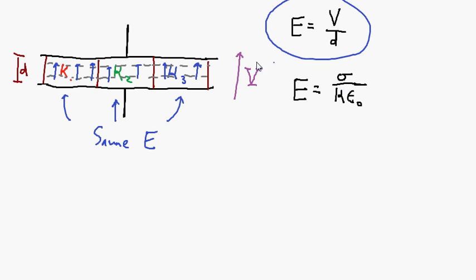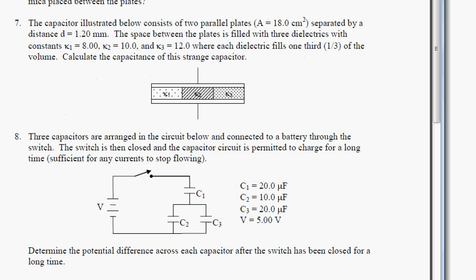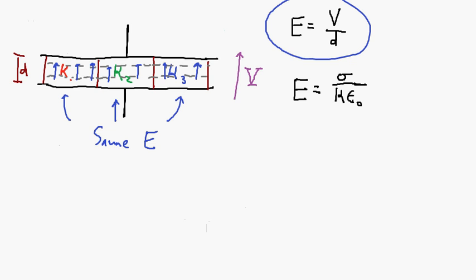greatest charge density. So what's going to happen, and I think the order on these, let's see, kappa 1 is 8, kappa 2 is 10, and kappa 3 is 12. So let me just write those in. Okay, and I'll do them all in red. Kappa 1 is 8.0, kappa 2 is 10.0, and kappa 3 is 12.0.